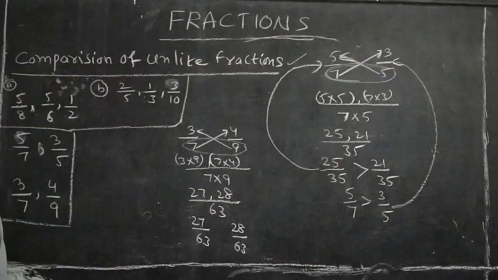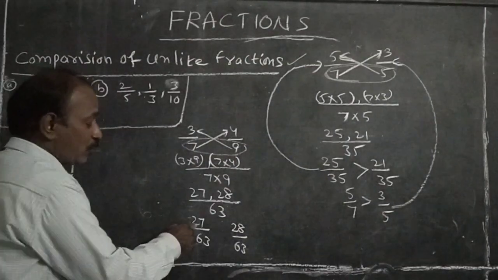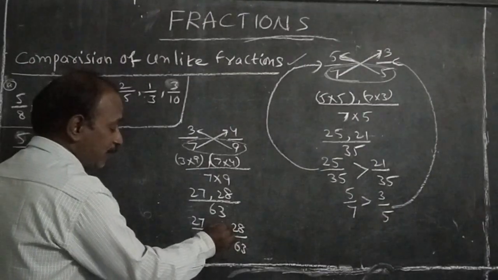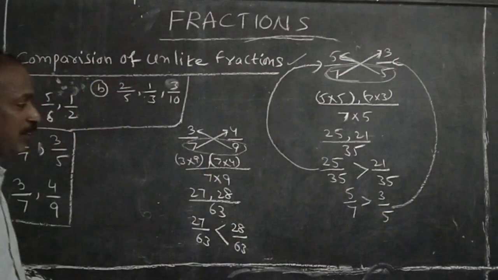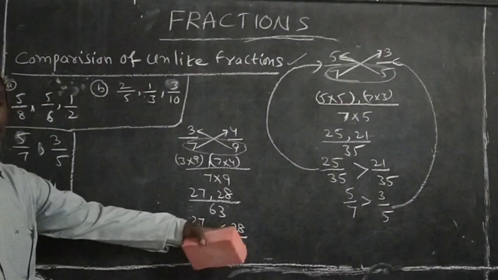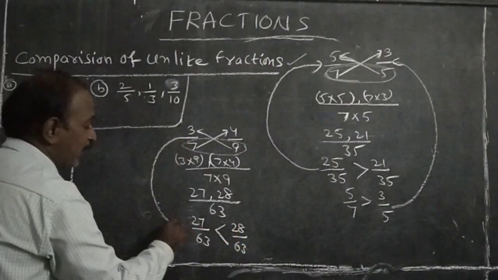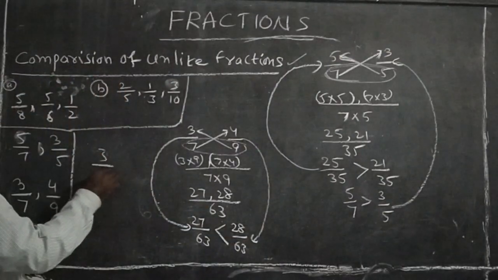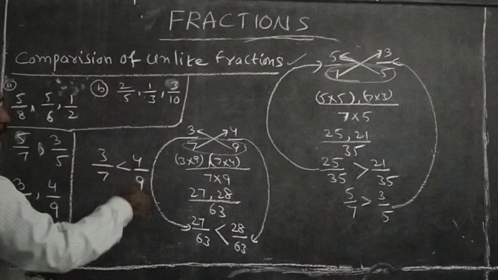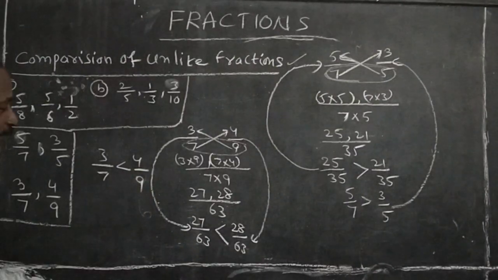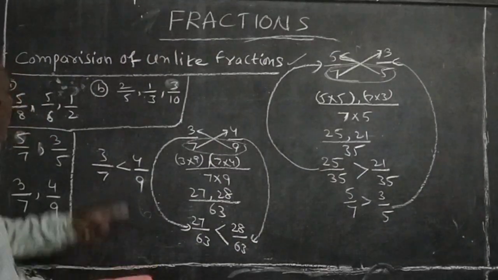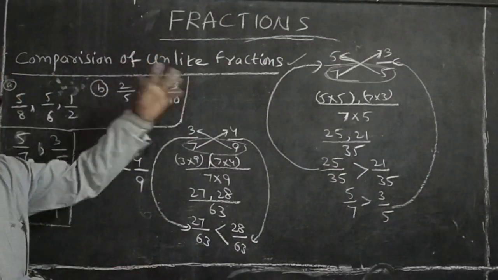These two are like fractions. So compare the numerators. 27 is less than 28. So 27 by 63 is less than 28 by 63. That is, 3 by 7 is less than 4 by 9. This is the process to compare unlike fractions.